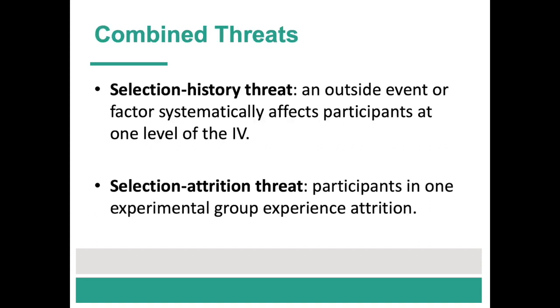All right, so there's some combined threats as well. So you can have a selection history threat. So an outside event or factor systematically affects participants at one level of the IV. So if you have two groups, the selection history threat means that some event only affected one of the groups, either the control or the treatment group. So for whatever reason, it affected those people and not the others. The selection attrition threat we talked about a little bit. It's where one experimental group, so either treatment or control, actually experiences attrition more than the others.